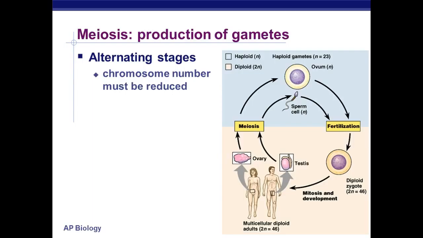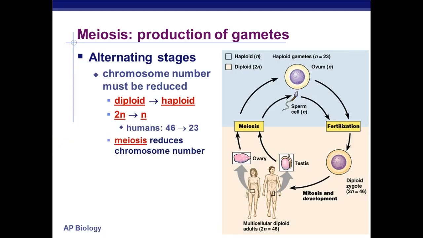Okay. So if we're going to make gametes that have a reduced number of chromosomes, that have half the normal number, what it really means is that we are alternating stages in the life cycle of the organism between haploid and diploid. We go from diploid to haploid, from 2n to n number of chromosomes, when we do meiosis. This is the process that makes egg and sperm, and that is what's happening here. We're going from 46 to 23. Haploid gametes.